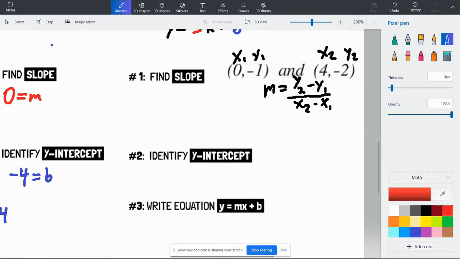All right, so your equation. So y2, -2, minus y1, which is -1. We're subtracting a negative there. Divided by x2, 4, minus x1, 0. When you subtract a negative, it's the same thing as adding a positive. So we have -2 plus 1 is -1, over 4. -1/4 equals m. Okay, so slope is -1/4.